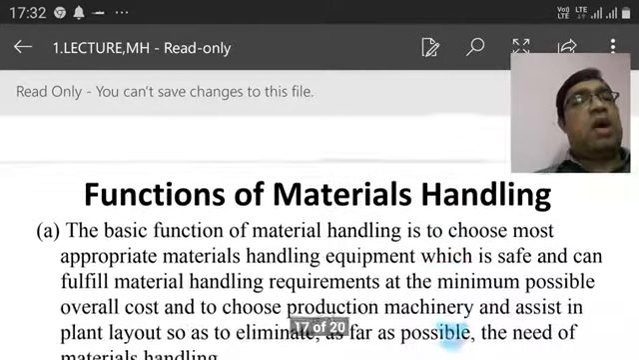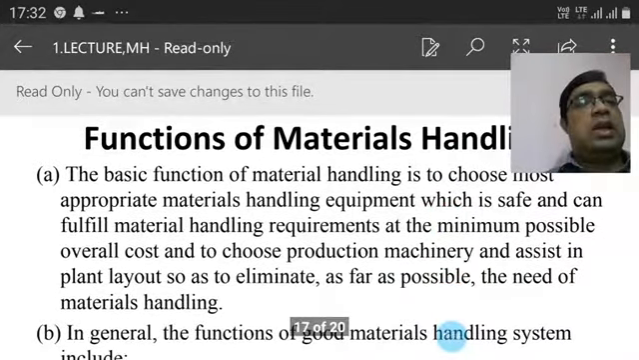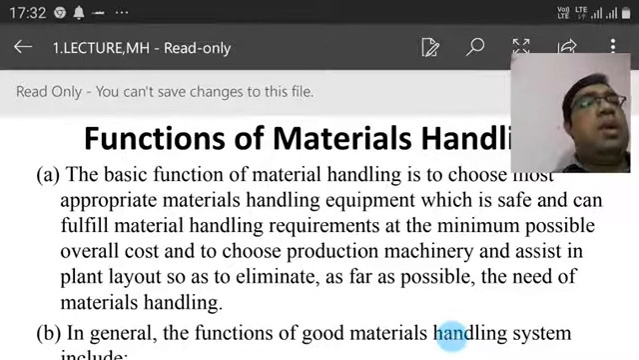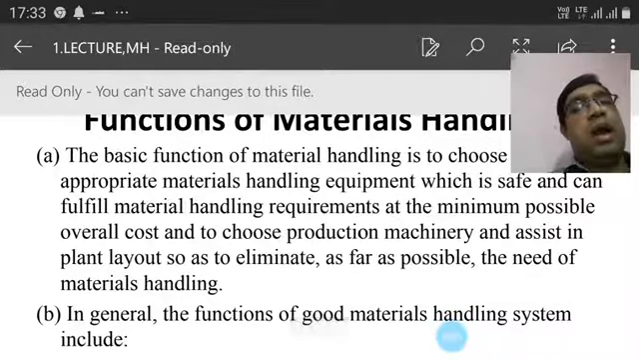Now the functions of materials handling. The basic function of materials handling is to choose the most appropriate materials handling equipment, which is safe and can fulfill the materials handling requirement at the minimum possible overall cost, and to choose production machinery and assist in plant layout so as to eliminate, as far as possible, the need for materials handling.